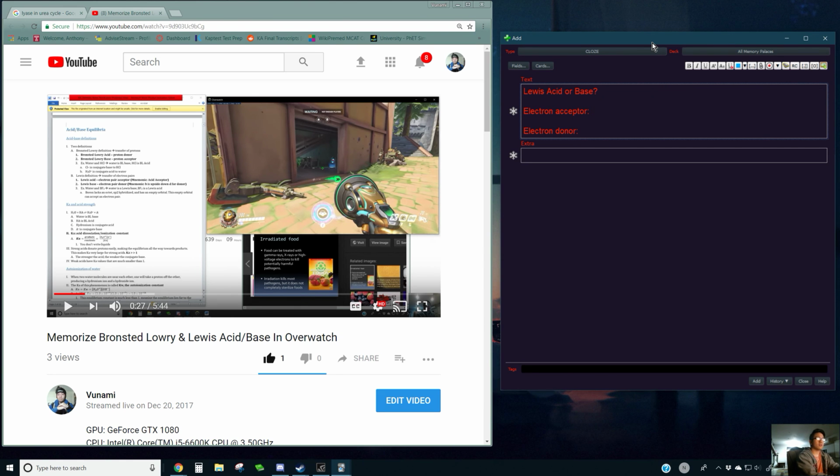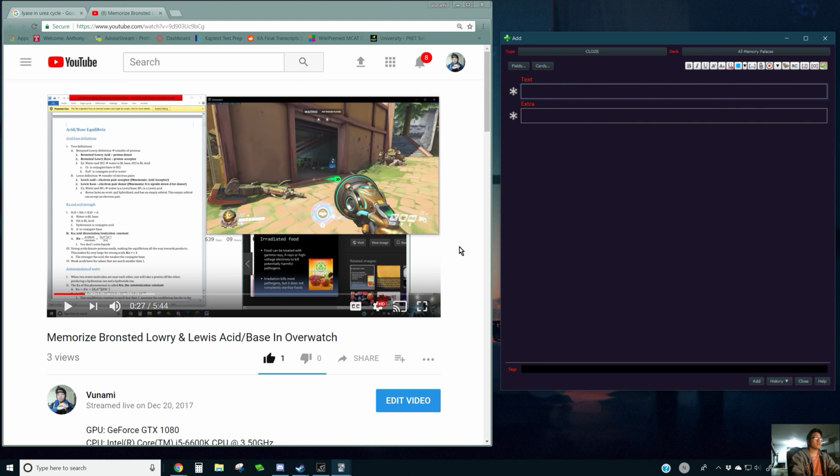So, electron acceptors, would it be an acid or a base? I'm trying to not look at the screen and remember what it would be before I answer. So electron acceptors would be... yeah, I would think it would be an acid. Let me check if it's right. Yep, it's an acid. And then the other one you can assume would be a base. So I would do that.